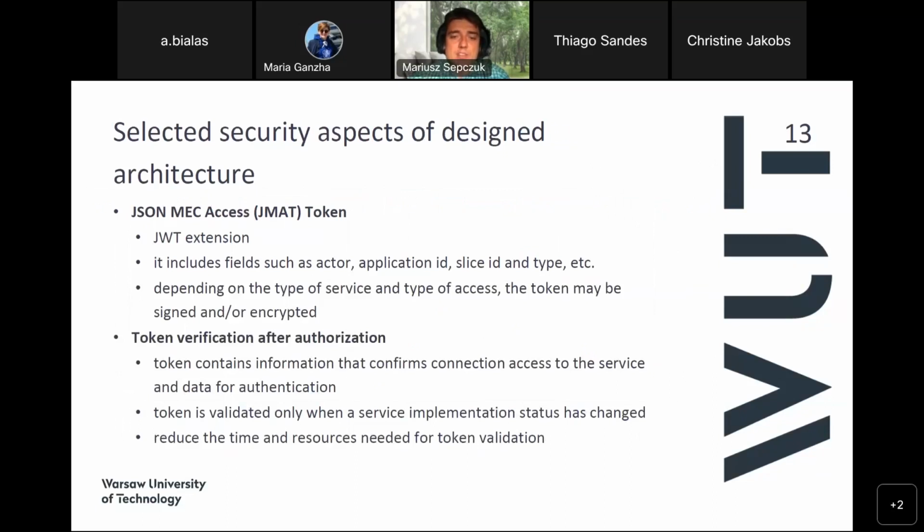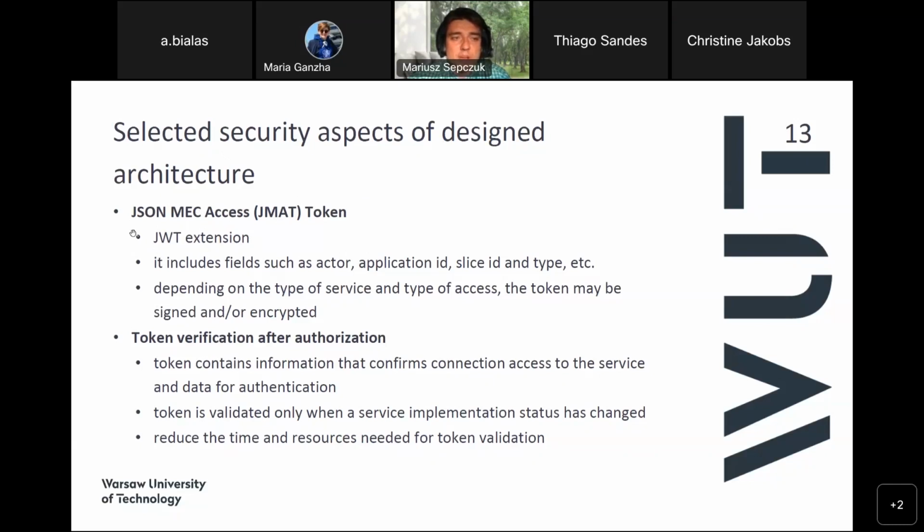Of course, our created architecture and in general the MEC enabler provides some security features, and I would like to discuss four of them. The first one is the JSON MEC access token, and it is responsible in general for the access to the particular service, and this token is an extension of the well-known JWT token, but in this case the created JMAT token has been adapted to the specifics of MEC environments.